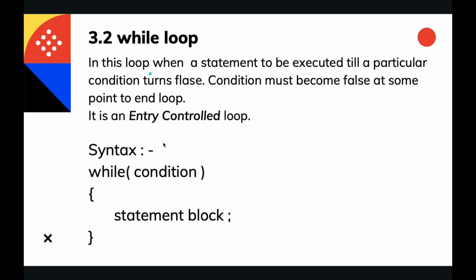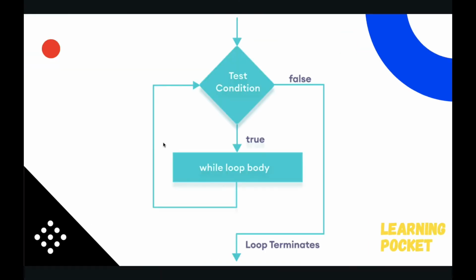And you can see the flowchart of the loop. It simply says you need to test the condition. If the condition turns true, then go to the body of the loop, then again go to the condition. If the condition turns false, then terminate the loop. So this will go on endlessly until the condition turns out to be false.